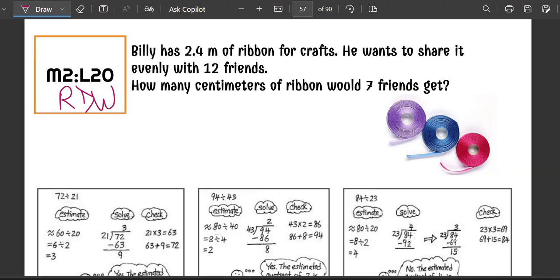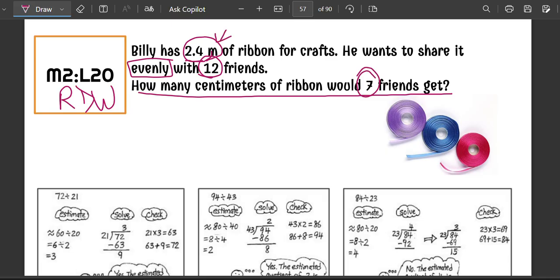Billy has 2.4 meters of ribbon for crafts. He wants to share it evenly with 12 friends. How many centimeters of ribbon would 7 friends get?